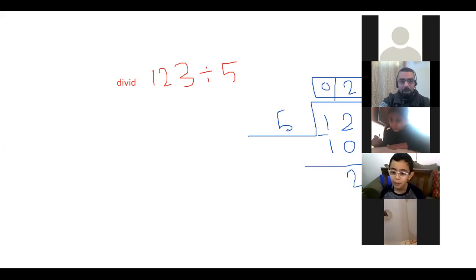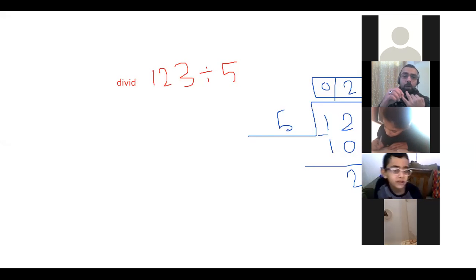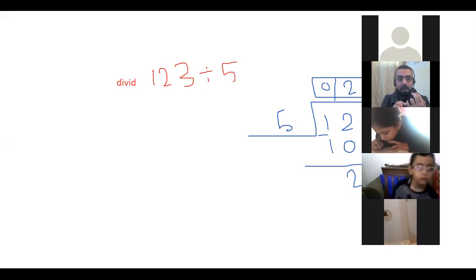So I will go to the multiplication table of the 5, right? And start looking for the closest number to 23 and should be less than 23. So 5 times 1 equals 5, 5 times 2 equals 10, 5 times 3 equals 15, 5 times 4 equals 20, and 5 times 5 equals 25. So we have 20 and we have 25. The closest one to the 23 and should be less than 23, it's a 20.